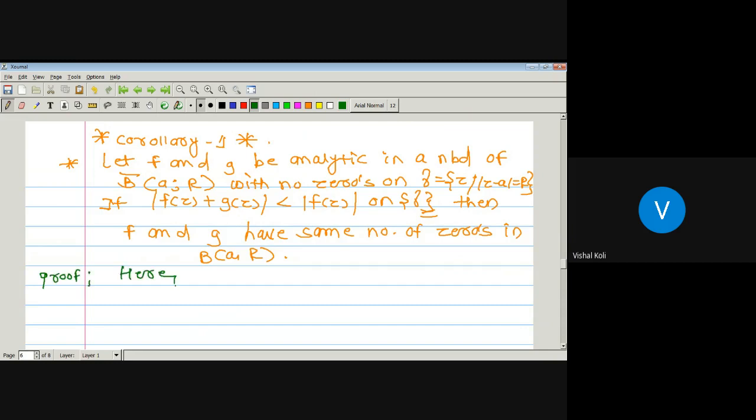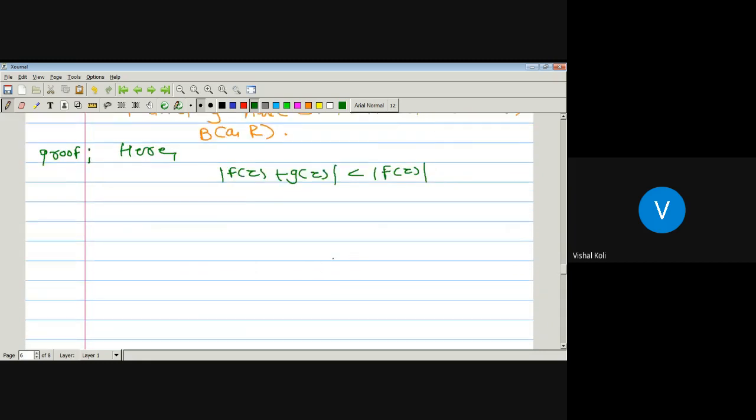Here, modulus of f of z plus g of z is strictly less than modulus of f of z. As we know that mod z is always a positive quantity, then it must be strictly less than mod f of z plus mod g of z. This is by the property of modulus. So here f and g are the two analytic functions, and modulus of f of z plus g of z is less than modulus of f of z plus modulus of g of z on the curve trace of gamma. Then by Rouché's theorem.